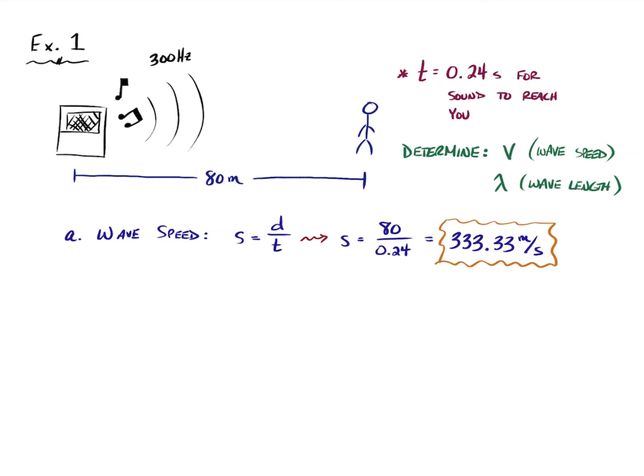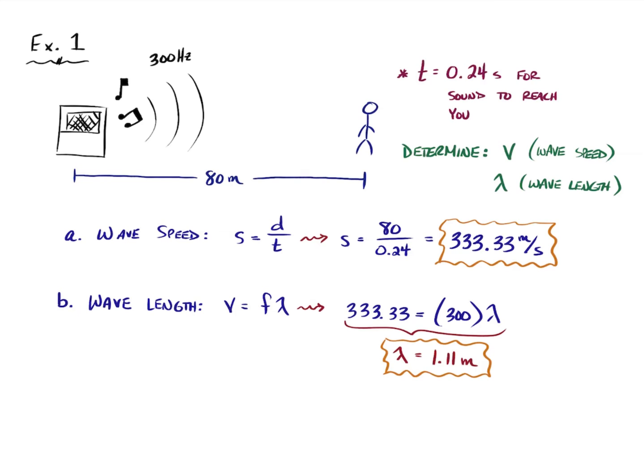Now that we have the speed of that wave, we can go ahead and use the wave speed equation to find the wavelength. So the speed we determined in the first part was 333.33 meters per second. We're told that the frequency is 300 hertz. So therefore we can simply solve for the wavelength, and the wavelength of these individual sound waves must be 1.11 meters. I apologize.